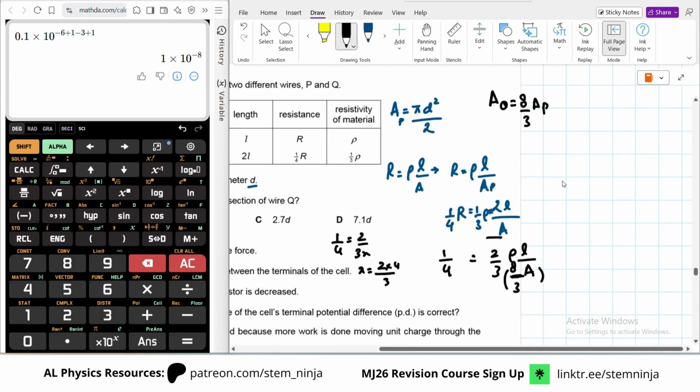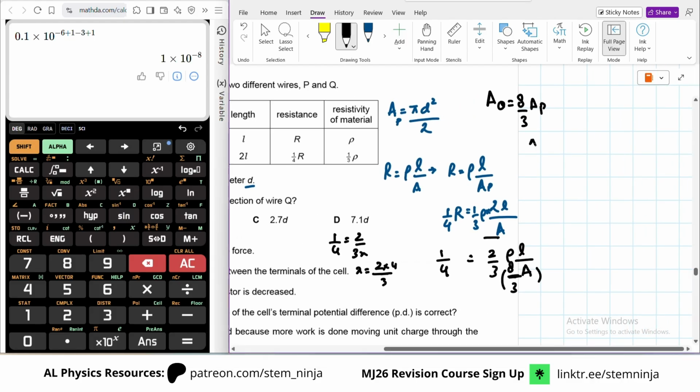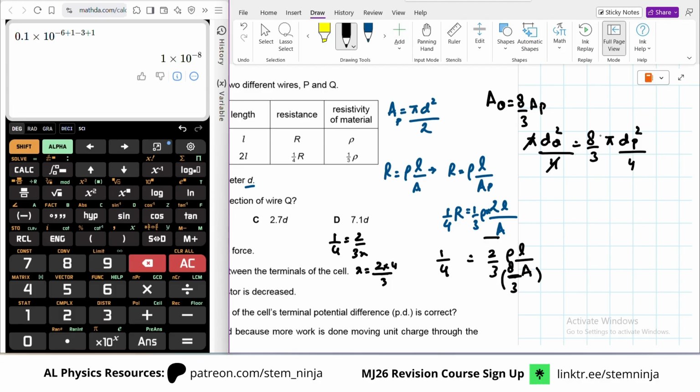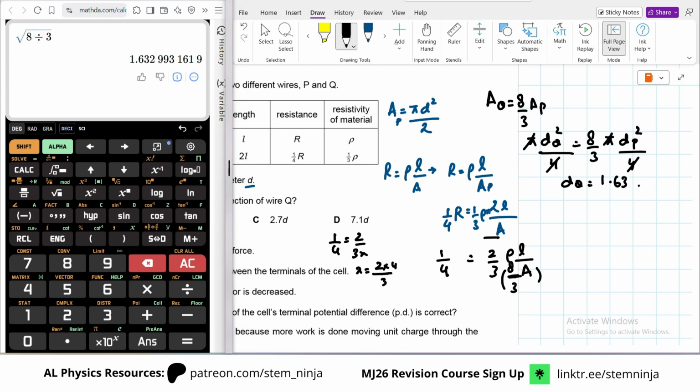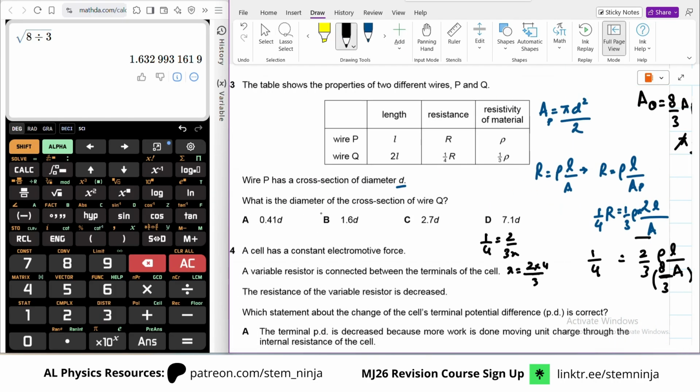Alright, now we need to see how that affects the pi. dQ squared over 4 is equal to 8/3 of pi dP squared over 4. The pi over 4 gets cancelled. dQ would be the square root of 8 over 3, which is 1.63 times the diameter of P. So 1.6. That is correct.